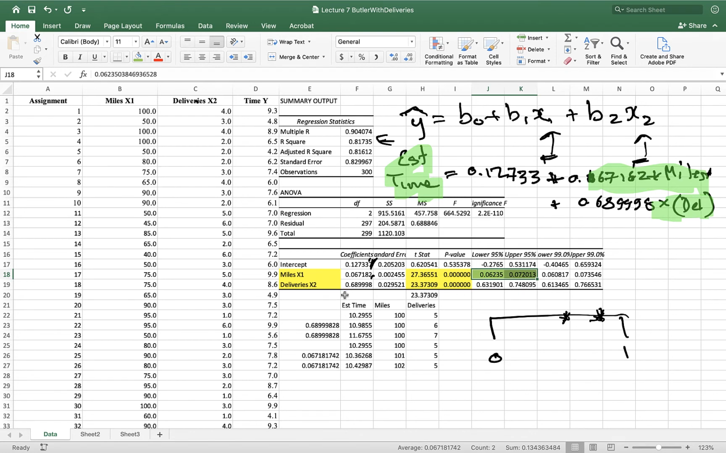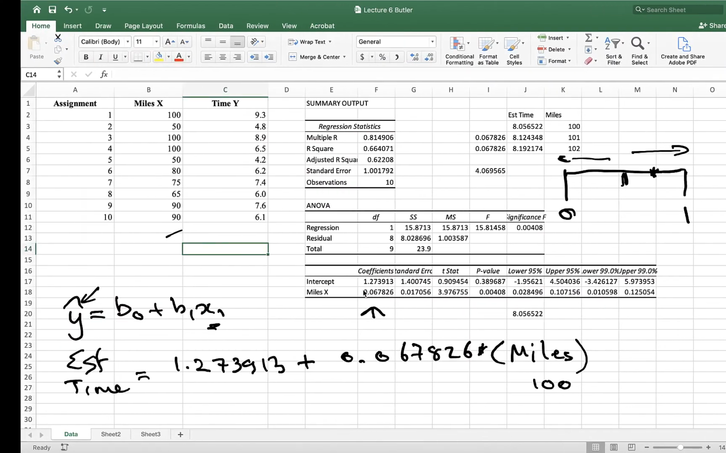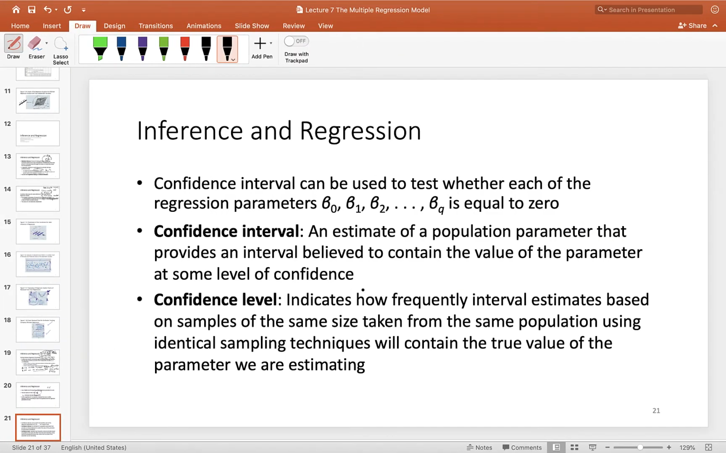How about deliveries? Does that appear to possibly have a slope of 0? If it has a slope of 0, it means there's no linear relationship. The answer is no, because you can see right here the confidence interval for deliveries does not contain 0. So the chance that the actual coefficient is 0 is very, very unlikely. So that's another way of conducting these tests, a different way of conducting those same tests.